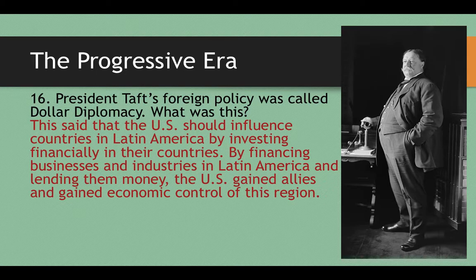But for our purposes, the big thing we need to know about Taft is dollar diplomacy. Okay, that was Taft's foreign policy. It was similar to Teddy Roosevelt's, but it was a little bit different. This said that the U.S.